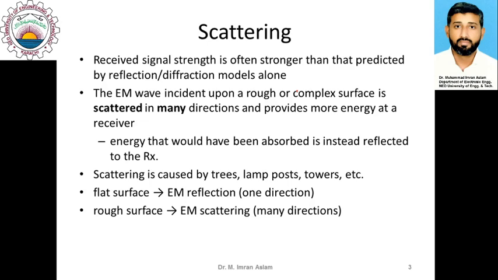So scattering sometimes increases the overall received power because of random scattering from small objects. Practically, it's close to impossible to incorporate the effect of scattering, because scattering can occur from a variety of different objects, and there is no regular phenomenon which can be included for the calculation of scattering.